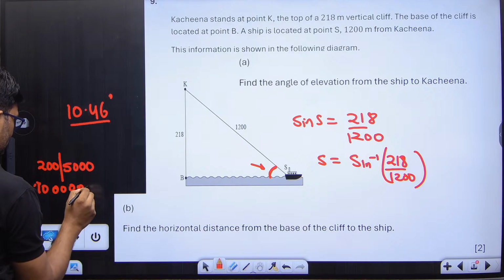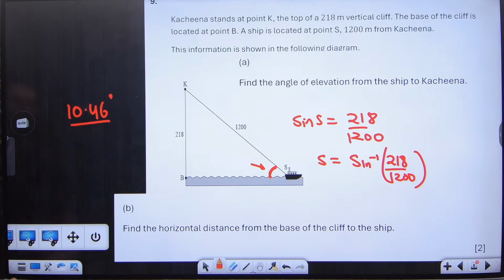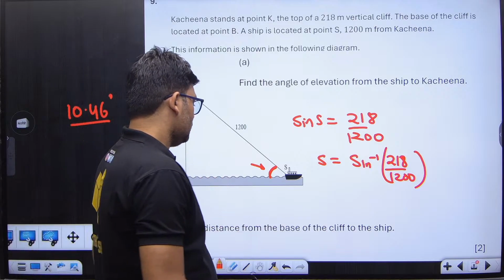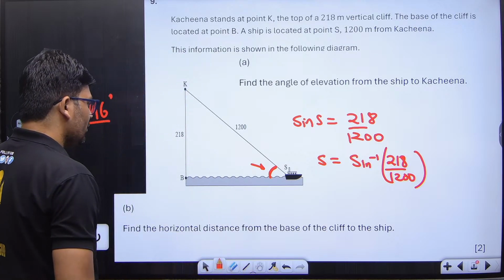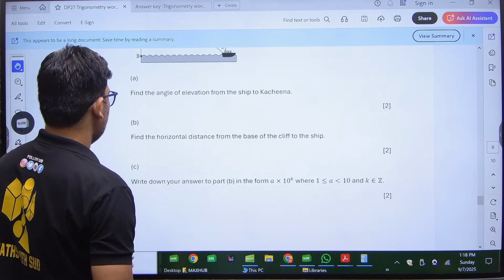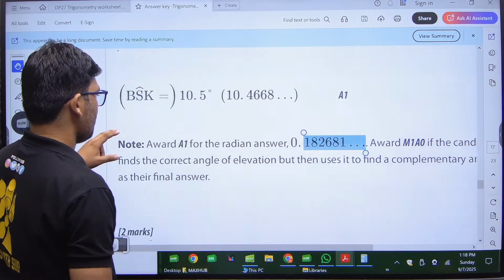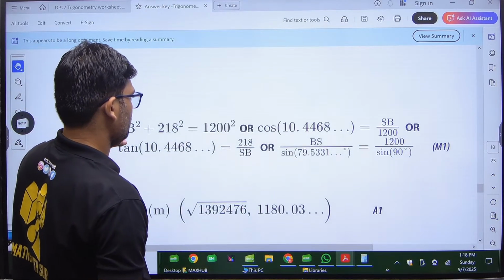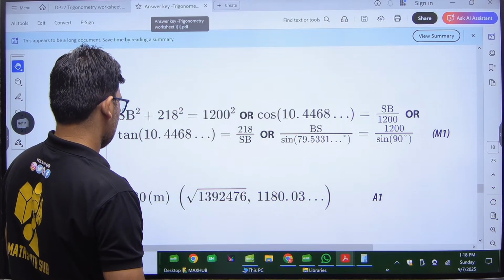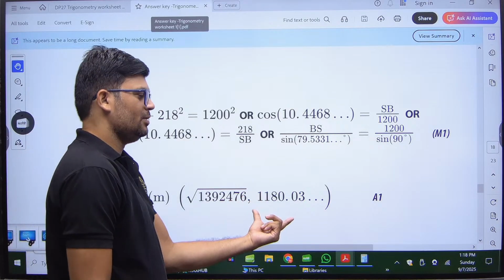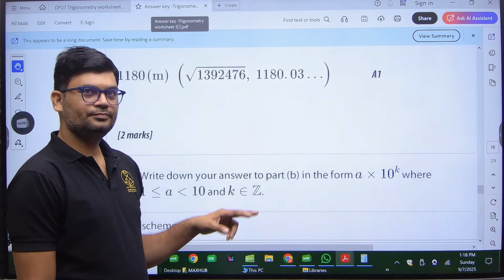I got 1180.03. Have you done the square root of 1180? Okay. Yes, I'm also getting 1180.032202. Yeah, it's correct.